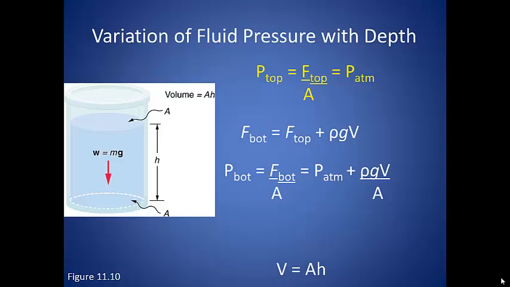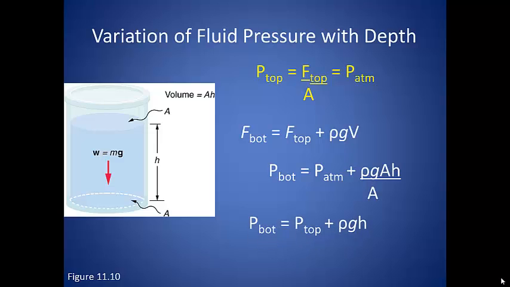Now V is the volume of our fluid, which in our cylinder is the area times the height. So if this gets plugged in for our volume, we can pretty quickly see that the area on the top will cancel with the area on the bottom. This leaves us with the pressure on the bottom found by adding the pressure at the top to the quantity rho g h, where rho is the density of our fluid, g is the acceleration of gravity, and h is the height of our fluid.